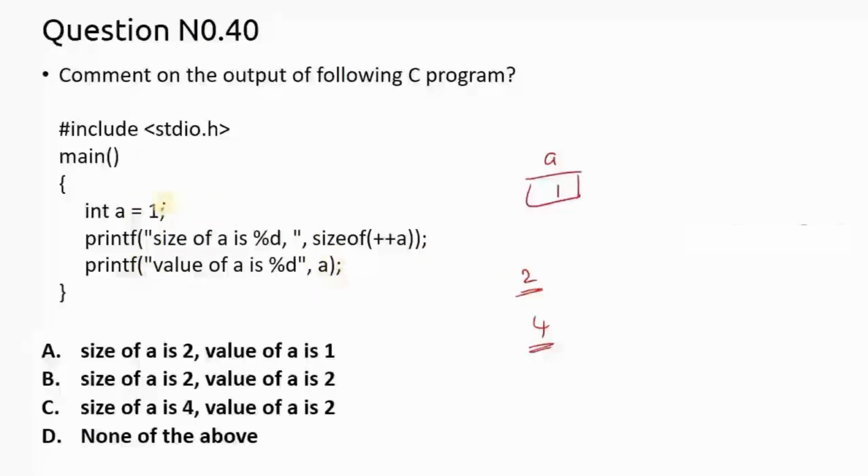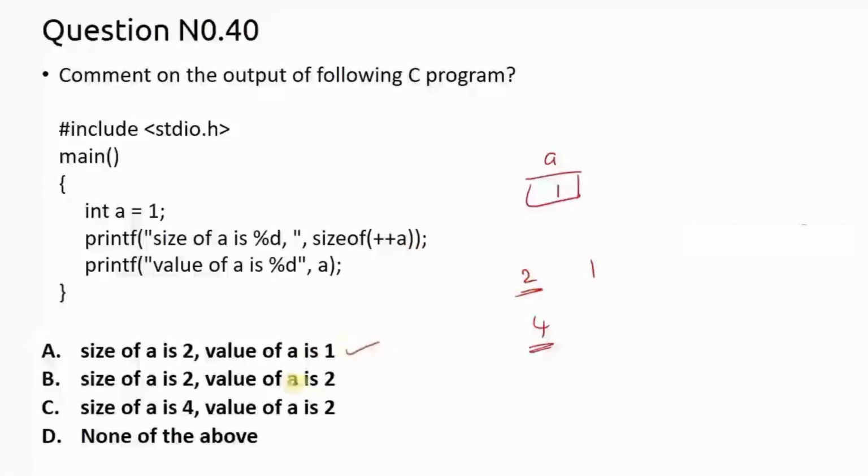So what is the a value? 1. But here it is incremented. Even if the increment operator is here, it will not increment inside the sizeof operator. So the value of a will be as it is here. If you write an increment or decrement inside sizeof, it will not do the process on the location of a. So the value of a is 1 only. So the answer is sizeof a is 2 and value of a is 1.